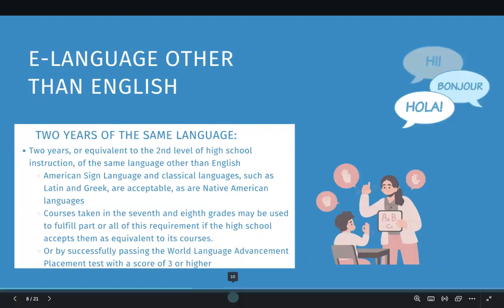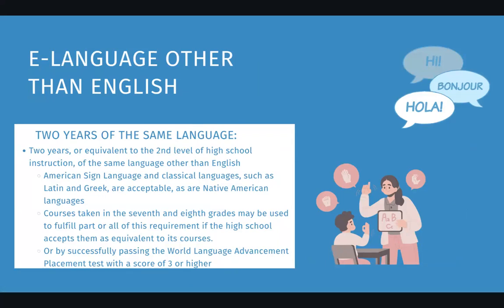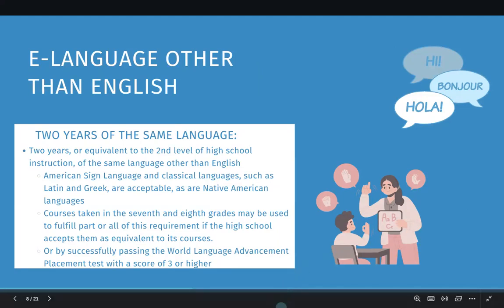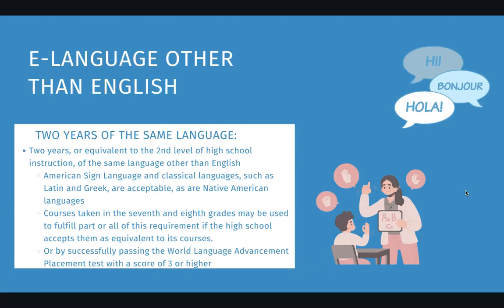Thank you, Jessica. So now I'm going to take over and finish off the A through G requirements. Next we have the E category, and that is for language other than English. Students are to take 2 years of the same language that is offered at their school. It can be anywhere from American Sign Language to classical languages, Latin, Greek, to name a few. These courses can be taken in 7th and 8th grade, and they can be used to fulfill this part of the requirement if the high school that they're going to accepts them as equivalent to courses at their school. This category could also be completed by successfully passing the World Language Advanced Placement test with a score of 3 or higher.